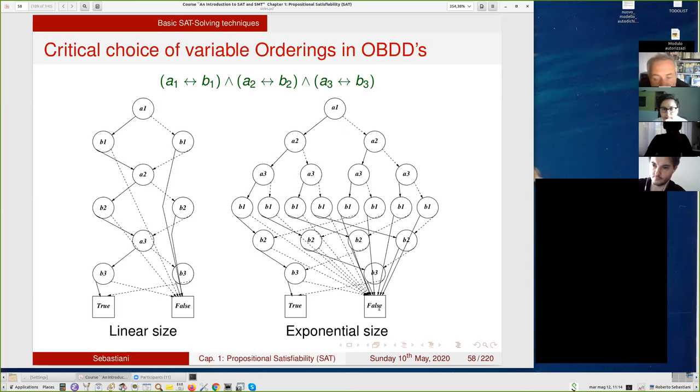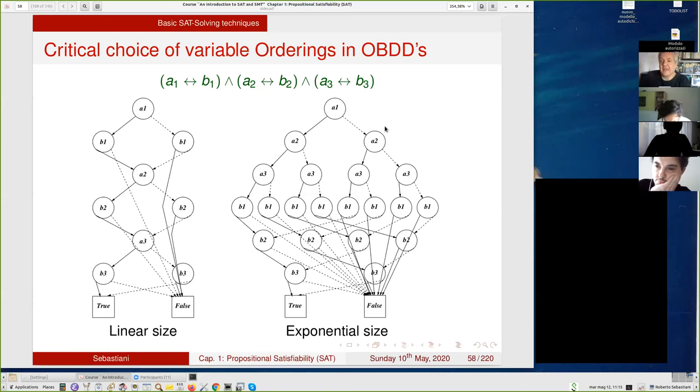So apart from easy cases like these, there is no universal deterministic way of getting the best encoding, because one ordering could be good for handling one part of the formula, but could be very bad for handling another part. Here is a very simple and very peculiar structure in which the interdependency of variables is obvious: A1 interacts with B1, A2 interacts with B2, and A3 interacts with B3. But in general, in a formula, this may be quite complicated.